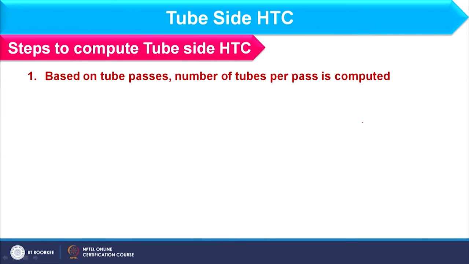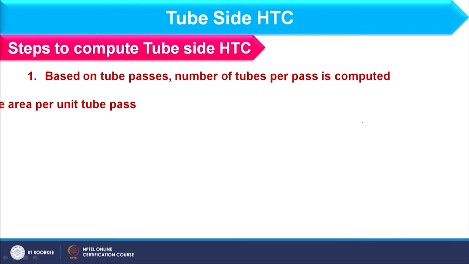Now, here we will consider different steps which are used to find out the tube side heat transfer coefficient. The first step is, based on the tube passes, the number of tubes per pass is computed. Okay. Because you already know the number of tubes, you have already decided the passes. So, you can find out how many tubes are falling in a single pass, right.